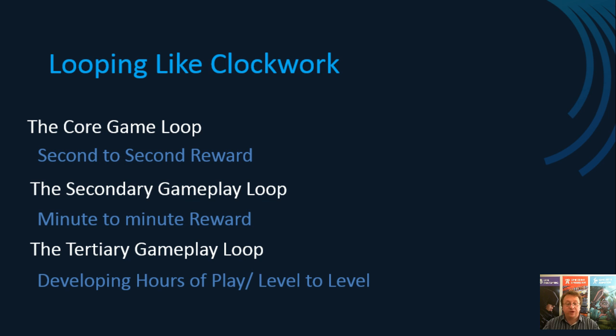The secondary gameplay loop is minute-to-minute reward. A reward could be if you fire a gun and the bullet is traveling to hit, say, a zombie. The reward is to see where the bullet actually hits or if it does hit. And then our tertiary gameplay loop is developing hours of play, level to level. That's when you get into the whole level itself, and where you can start to find out where you're going to place items or have the interaction of the character that you control in the game with what's around you.